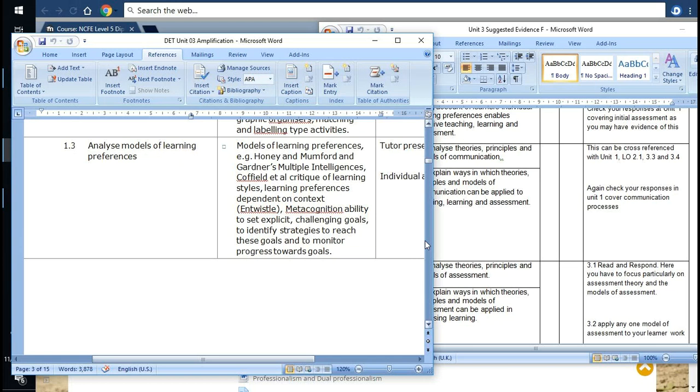So again, once you've had a look at some of the models, there'll be one that will match pretty well with what you do. So it's another analysis.